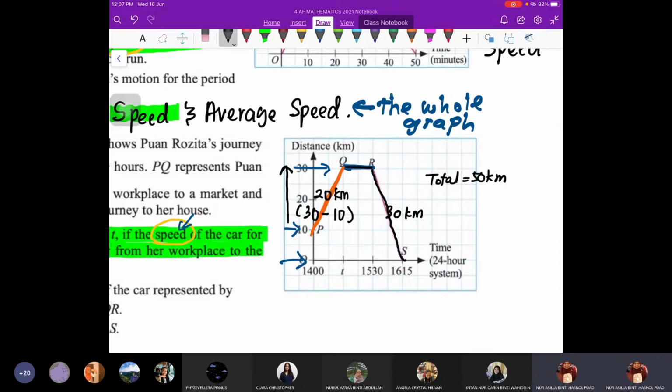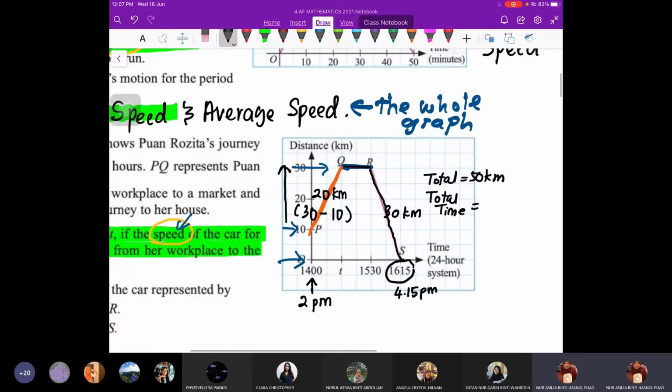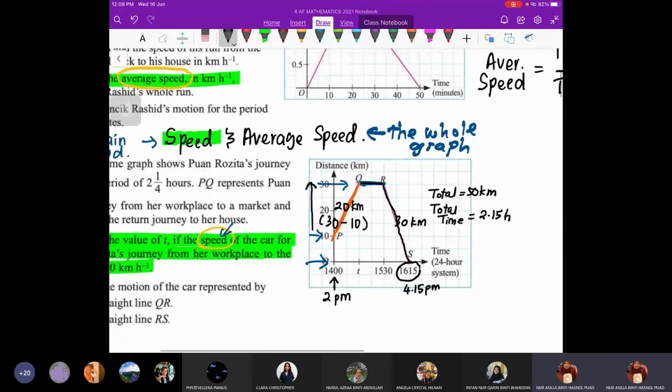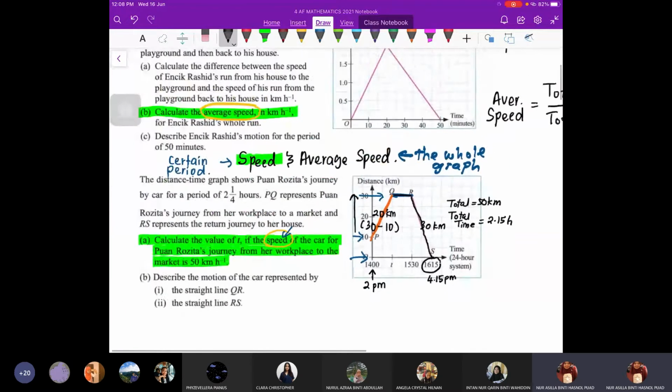Okay. Jadi total time kamu kena tengok kat sini lah. This is dia guna 24-hour system. So 4:15 PM dia start daripada workplace pukul 2 petang. So it is 2 hours 15 minutes. Jadi 2 hours 15 minutes is 2.15 hours. Okay. So kamu akan kira average speed menggunakan total distance and total time.